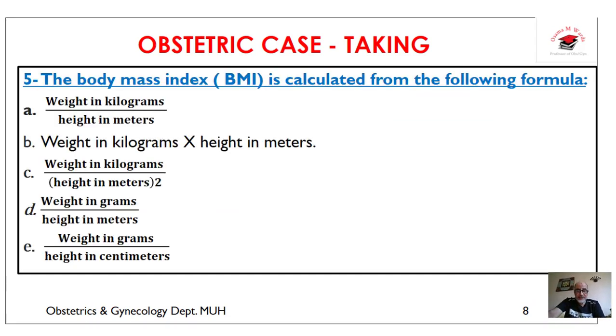The body mass index is calculated from the following formula: weight in kilogram over height in meters, weight in kilogram multiplied by the height in meters, weight in kilograms over the height in meters square, weight in grams over the height in meter, weight in grams over the height in centimeter. So the correct answer is, yes, weight in kilograms divided by the height in meter square. So the answer is C.